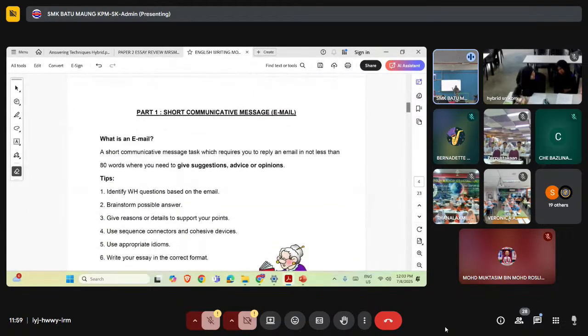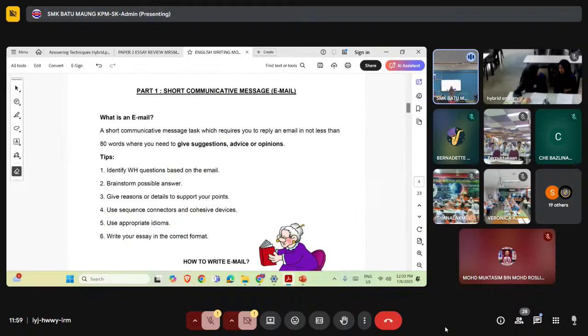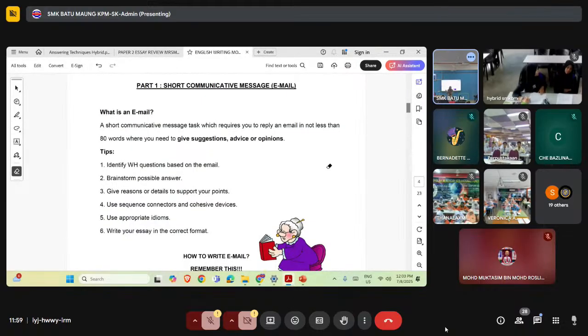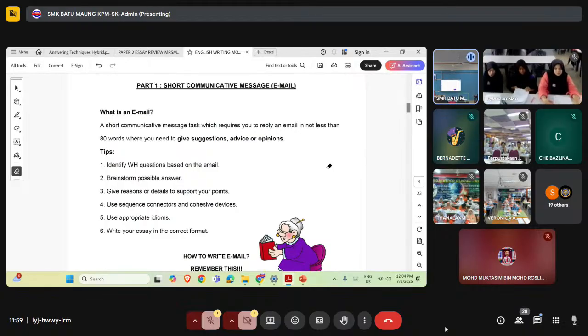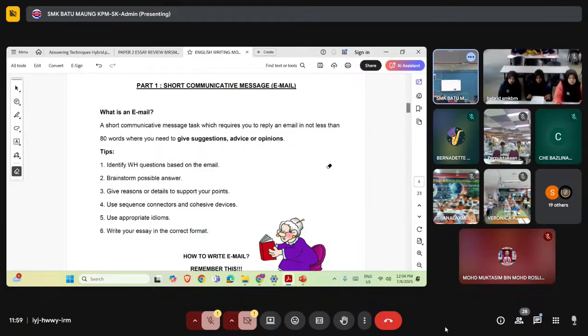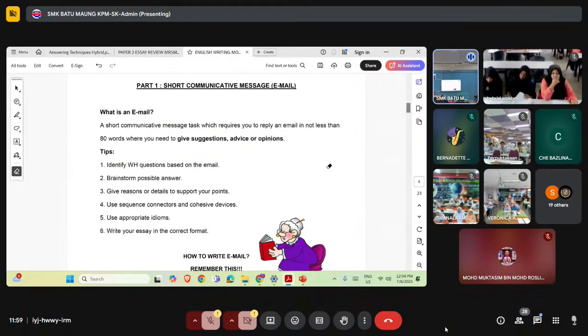Okay, everyone, turn to this page. Email. We go to email first. What is an email? Short communicative response. Okay. Sometimes you are asked to give what? Advice or opinions. Okay. Give me an example of opinions that you are required to give. Still remember what questions were tested before? Email, you are required to give opinions on what? Give me an example.